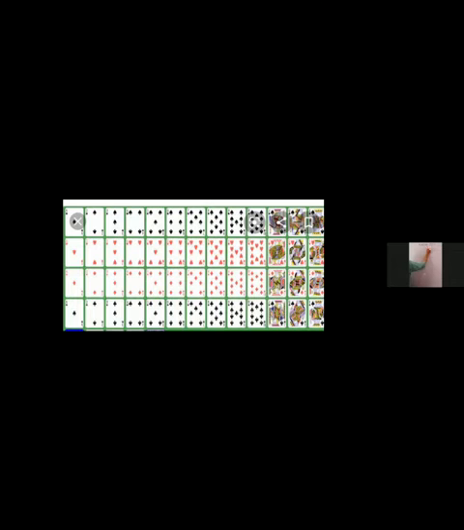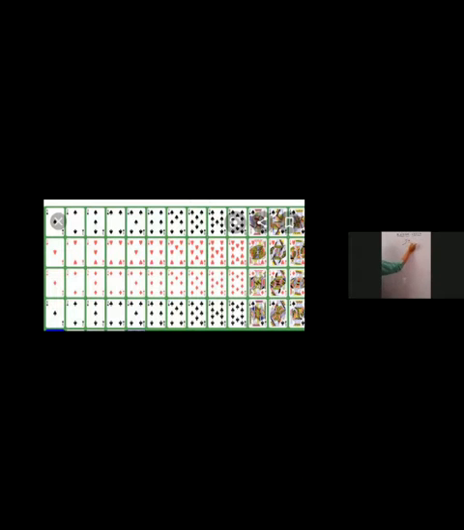Mayank, am I visible to you? Is the board visible to you while recording? Yes, ma'am. Okay. And cards are also there for recording?